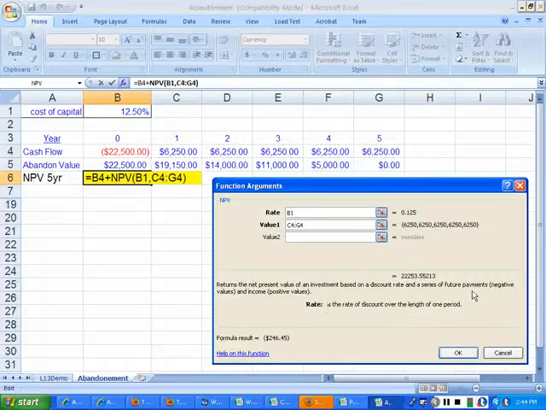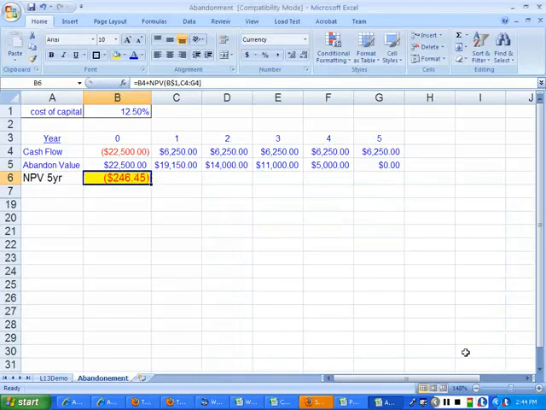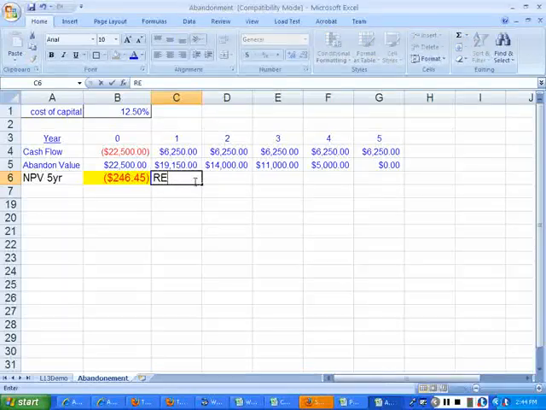Now, one of the things I want to do, I want to use this some more, so I'm going to put a $ in there between the B and the 1 for purposes that will be seen later. So we tell it OK, and it says, your NPV is negative, reject the project.